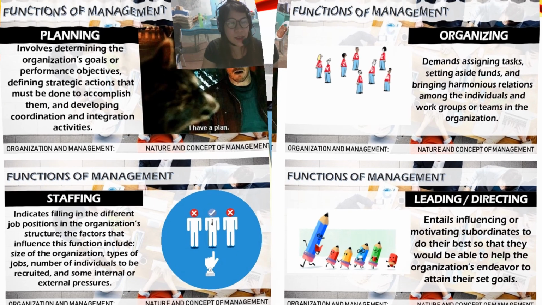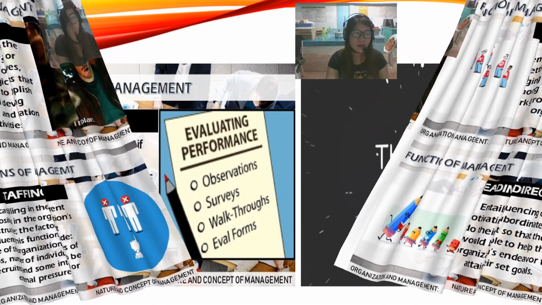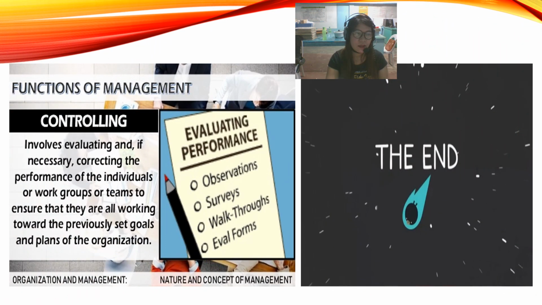And lastly, we have controlling. Controlling involves evaluating and, if necessary, correcting the performance of individuals or work groups or teams to ensure that they are all working toward the previously set goals and plans of the organization.